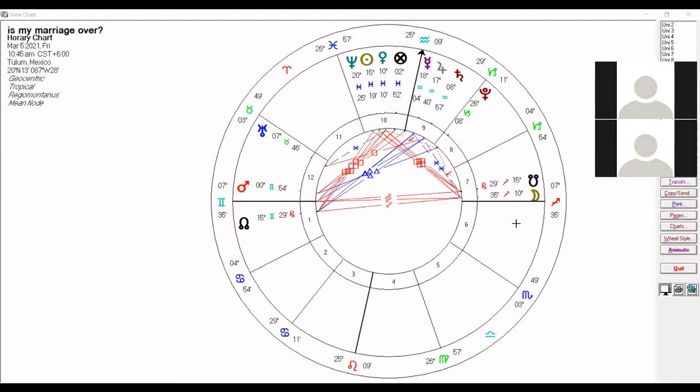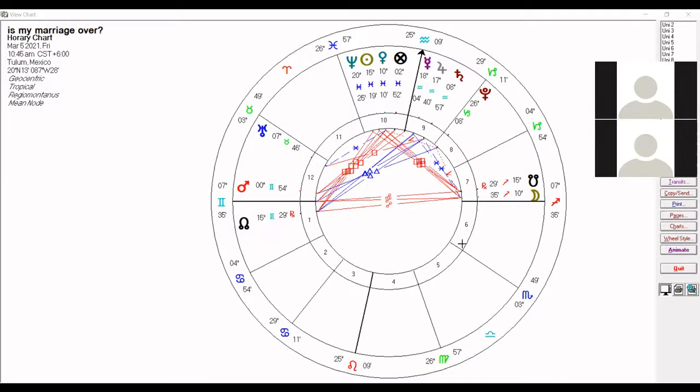So is my marriage over, she asked. And this is not her natal chart. This is purely a horary chart. As a matter of fact, she put her natal chart in, but I actually did a horary once I understood it. So when we're looking at a question like this, we have to find the person asking the question, and we have to find the thing being asked about. In order to find the person asking the question, you use the ascendant and the planetary ruler. So the ascendant here is Gemini, and its planetary ruler is Mercury.